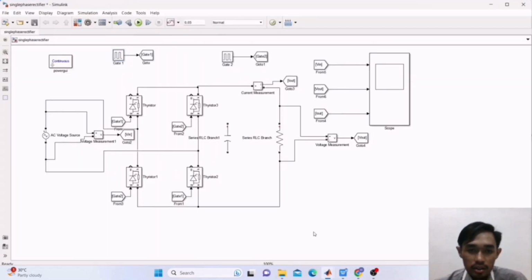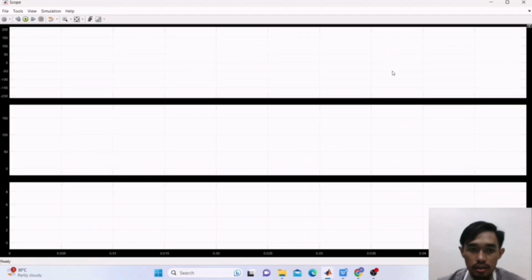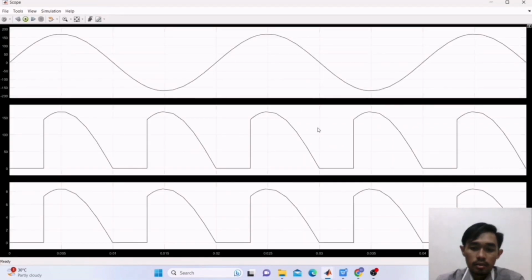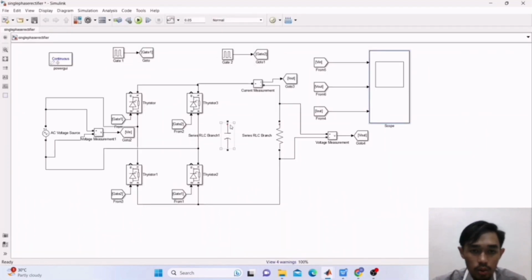So next, I will run the simulation without the capacitor first, and it is ready. Okay, this is the result that I get after I run the simulation without the capacitor. This happens because of the 60 degree phase that I use, that is 0.0033 second. So after that, I run the simulation with the capacitor.